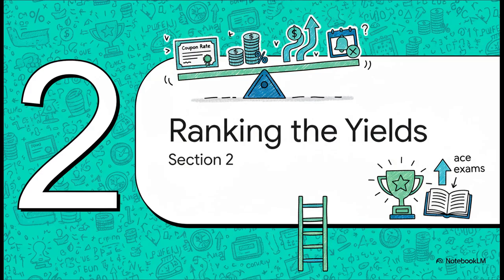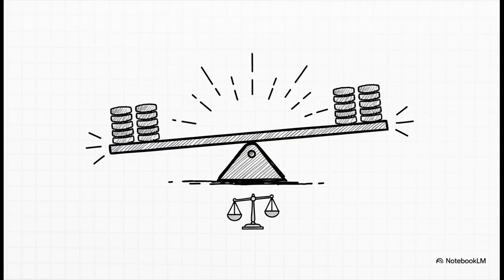Okay, so now let's build on that basic seesaw. We're going to add our 4 key players: the coupon rate, the current yield, the yield to maturity, and the yield to call. This is how you're going to absolutely ace those exam questions. We have to start with our baseline, our point of equilibrium, right? This is a bond trading at par. All that means is its market price is exactly its face value. Usually that's $1,000. When this happens, our seesaw is perfectly flat, no tilt.